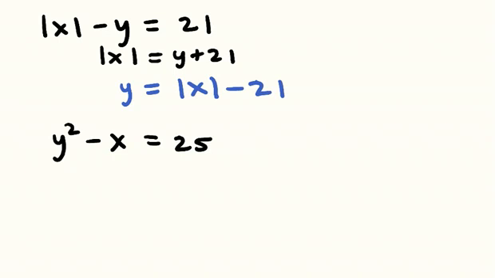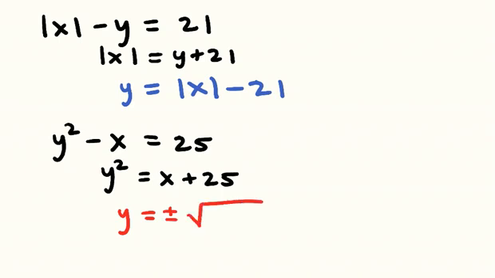Over here, the second one, I'm going to try to solve for y. I'm going to start by adding x to both sides. And then I'm going to solve for y by taking the square root of both sides. And when I take the square root of both sides, I need to remember the plus minus. And that's what's going to keep this thing from being a function.